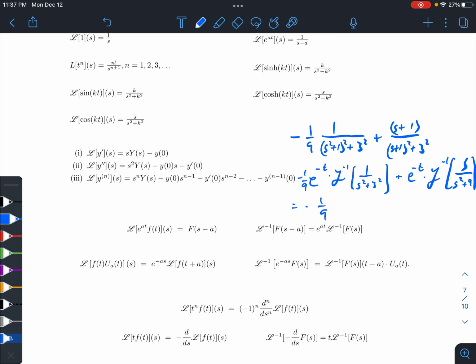So L inverse of 1 over s squared plus 3 squared, that's almost sine of kt, but it's missing a 3. So I have to divide by an extra 3 to compensate, and then you would get sine of 3t. And then plus e to the negative t times, this would just be cosine of 3t. That's just straight up.